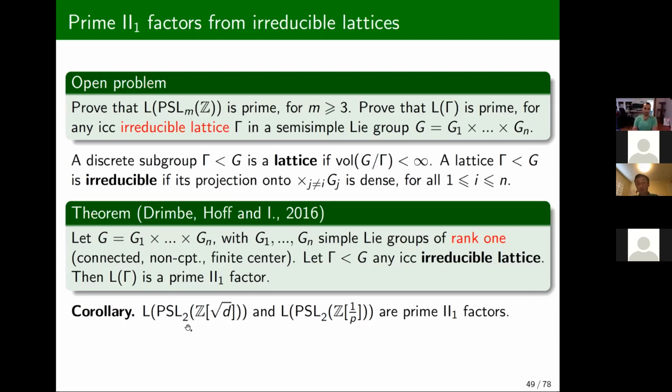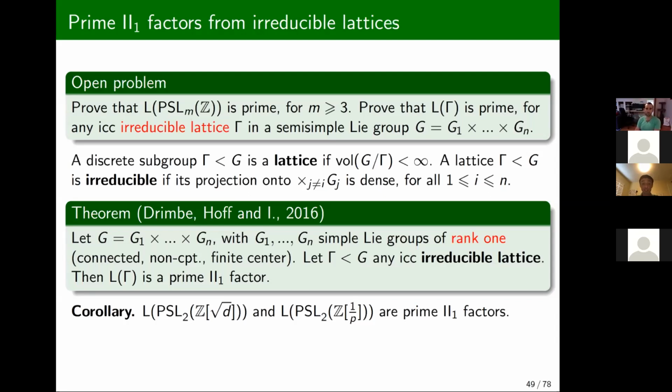How do they follow from the theorem? Well, both of these groups can be realized as lattices. For instance, the first group is a lattice in SL2R times itself. And the second one is a lattice in SL2R times SL2 of Qp. So these are both lattices in a product of two groups of rank 1. And so these are the first examples of prime II_1 factors that come from higher rank lattices, from lattices in higher rank Lie groups. So this settles the primeness problem, if you want, for products of rank 1 Lie groups.